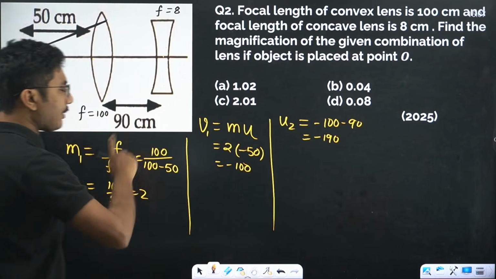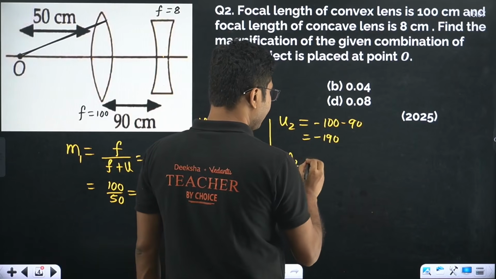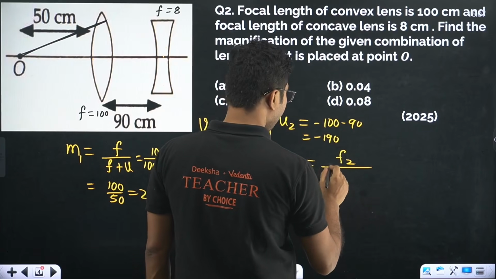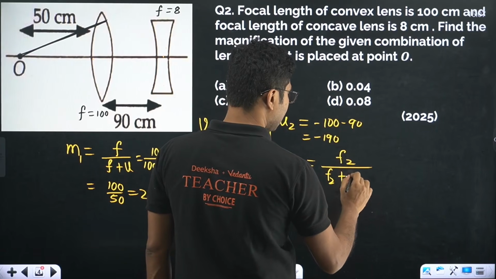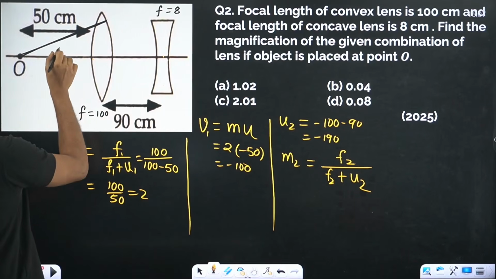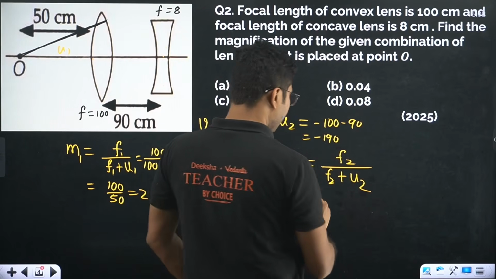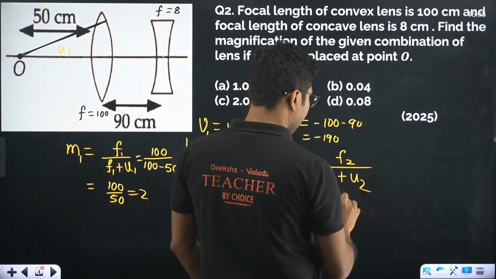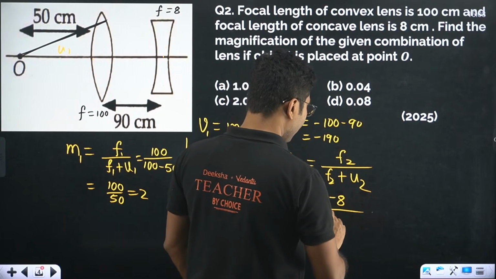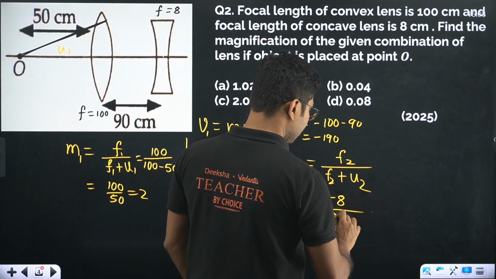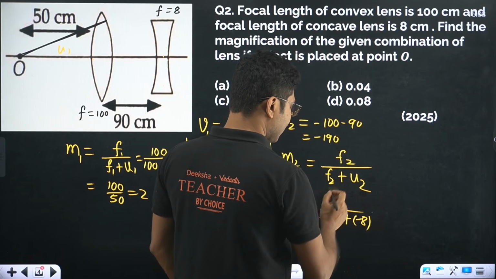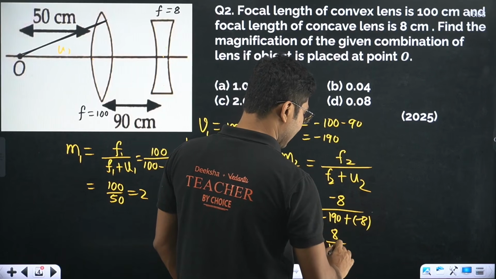We can directly calculate the magnification M2, which is given by F2 divided by F2 plus U2. Here everything is 1 and this distance is U1. Now let's put in the values. F2 is 8 centimeter, but it is a concave lens. For concave surfaces it will always be negative, be it mirror or be it lens. F2 is minus 190 plus minus 8. So all the minuses cancel, and you get 8 by 198.